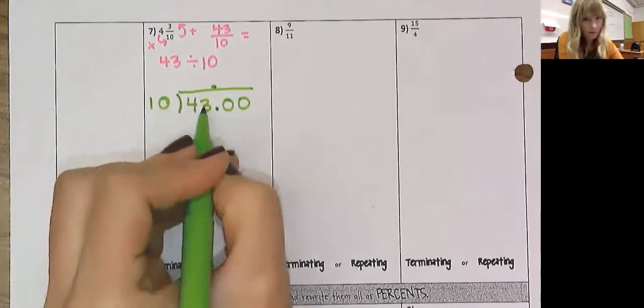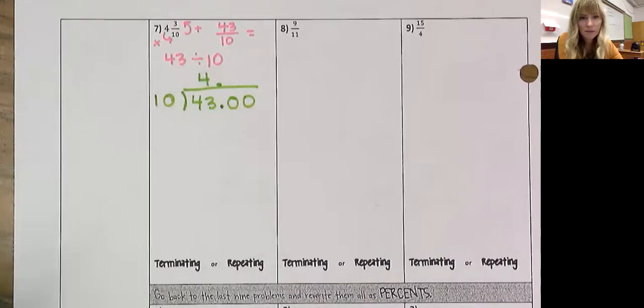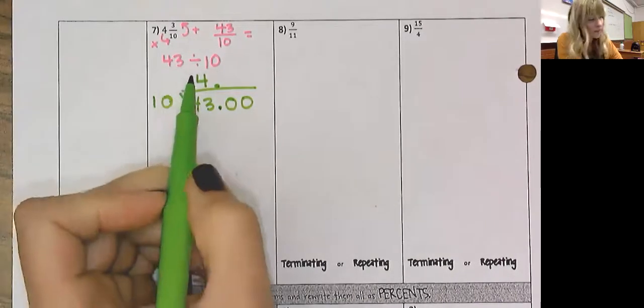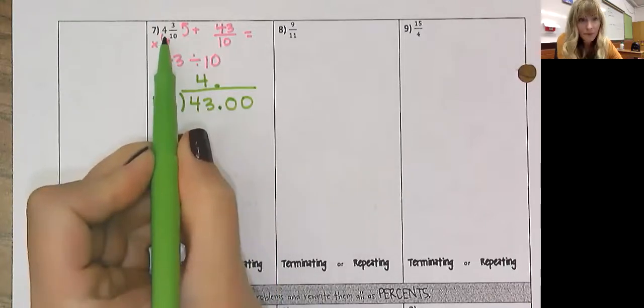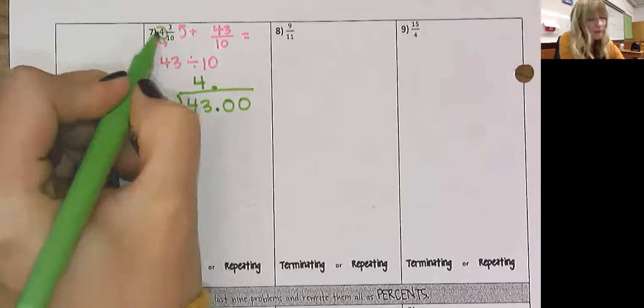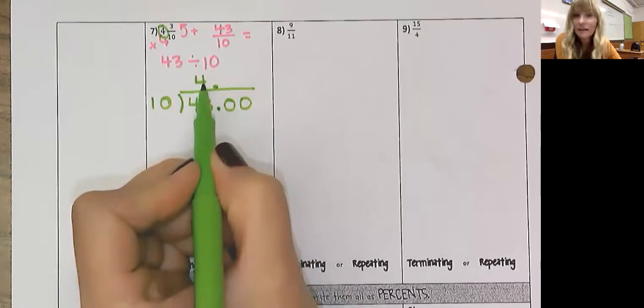10 goes into 43. It does go into 43 because it's improper. Guess what? It goes into it 4 times. Doesn't that make a lot of sense that we should actually have a 4 in the ones place? This is supposed to be equivalent. We had a 4 in the ones place right here. So we are definitely still going to have a 4 in the ones place in decimal form.